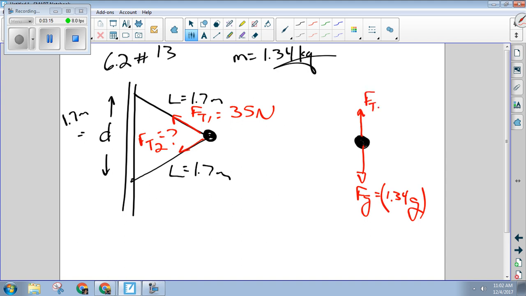Force of tension 1 vertical. Force of tension 1 horizontal. Force of tension 2 horizontal. Force of tension 2 vertical. So, does that make sense? Yes.